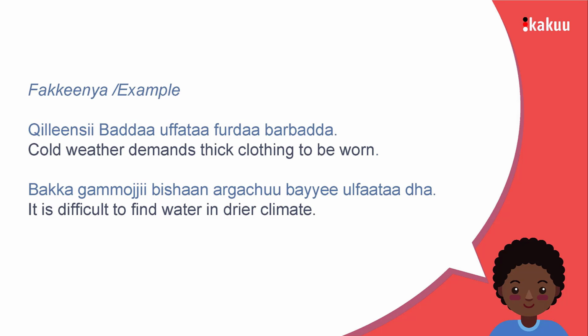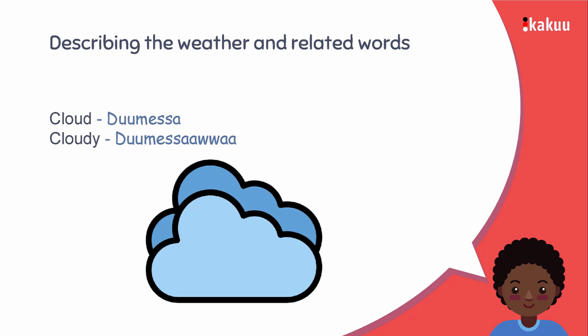We have now come to the point where we will review some examples. Example 1. Qilleensi baddaa uffata furdaa barbaada. Cold weather demands thick clothing to be worn. Example 2. Bakka gammoojjiitti bishaan argachuun baay'ee ulfaataadha. It is difficult to find water in drier climate.